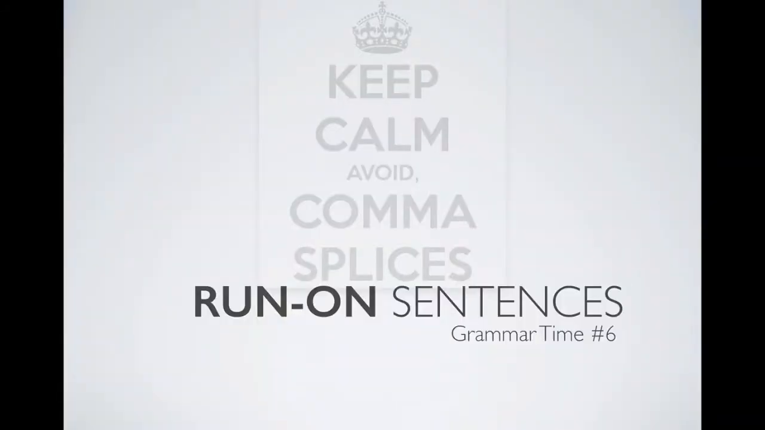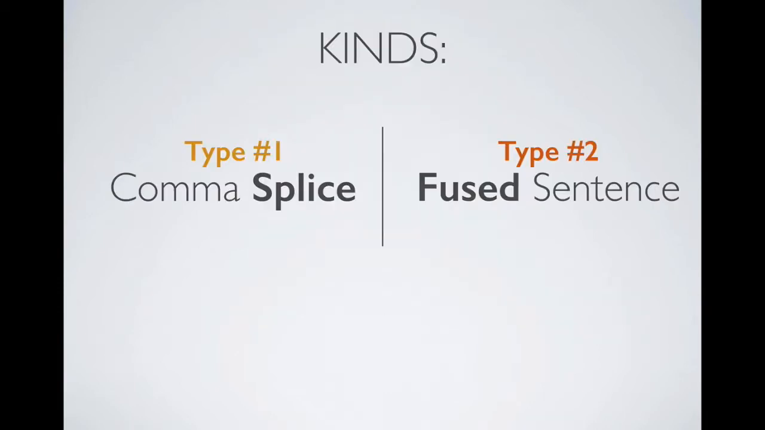Alright, ladies and gentlemen, today we are going to be looking at run-on sentences as part of our grammar time series. So this is lesson number 6, run-on sentences. There are two types of run-on sentences that we're going to be evaluating. The first type is the comma splice, and the second type is called a fused sentence.